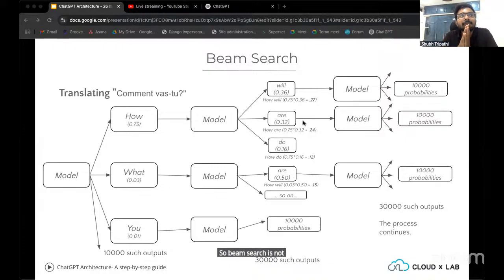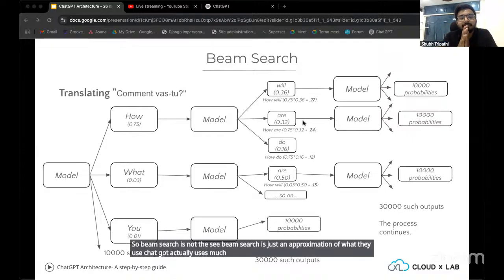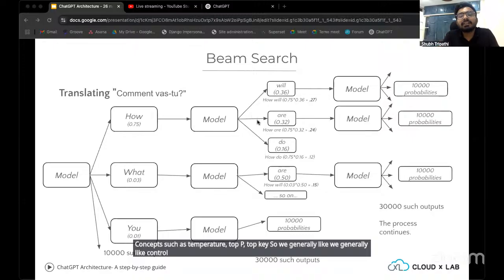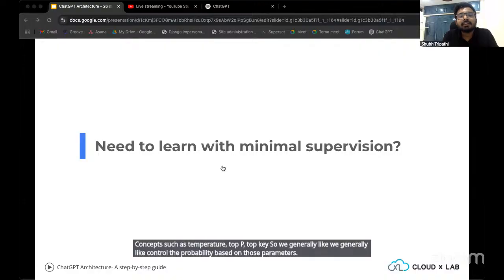Beam search is just an approximation of what they use. ChatGPT actually uses a much more advanced algorithm, and not only ChatGPT, all the LLMs use an advanced version of beam search itself. That's why, if you have already worked with LLMs, you would have seen concepts such as temperature, top P, top K. We generally control the probability based on those parameters. So this is the beam search.